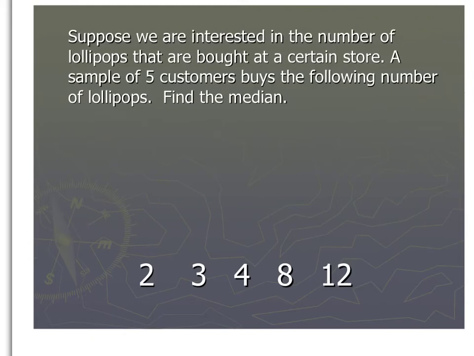So here's our first example. Suppose we are interested in the number of lollipops that are bought at a certain store. A sample of 5 customers buys the following number of lollipops, and it's asking us to find the median, which is, again, the middle number. So I look at my data set. It's already in order from left to right, which is what I want, and there are an odd number of data, which means it will just be the center value. So marking off 1 from each side, I end up with a median of 4 lollipops, and I do want to identify what we're talking about in the context of the problem.